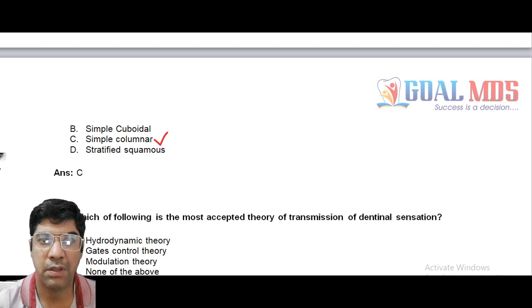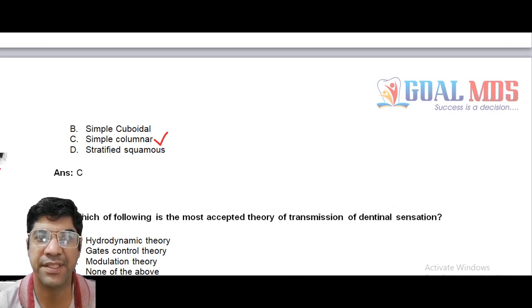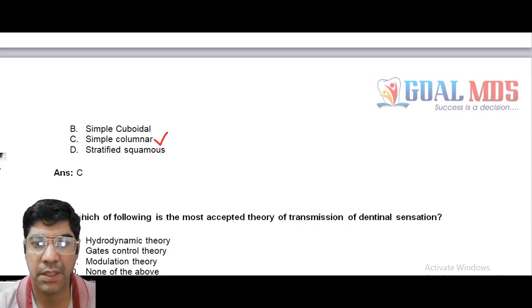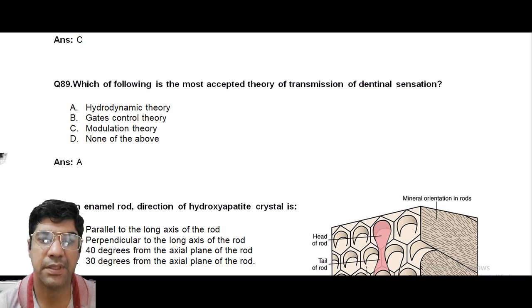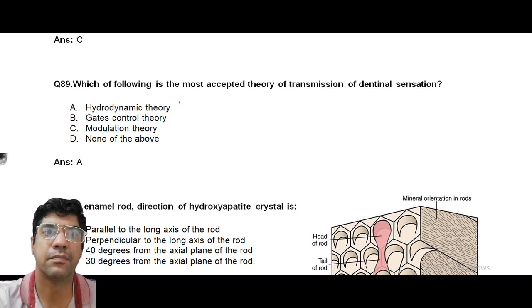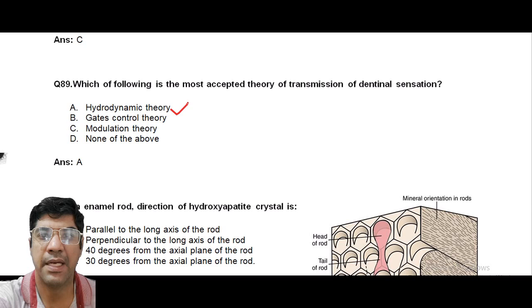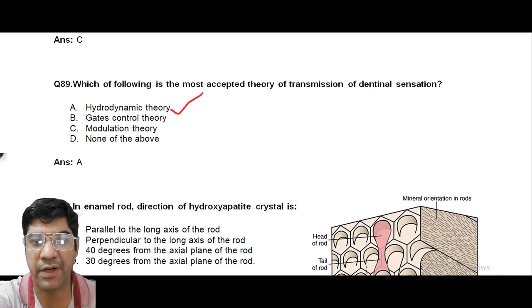So the most accepted theory of transmission of dental sensation is the hydrodynamic theory. According to this theory, the dentinal fluid movement within the dentinal tubules stimulates the predentine, leading to pain receptors. In the enamel rod, the hydroxyapatite crystals are aligned parallel to the long axis of the enamel rod.